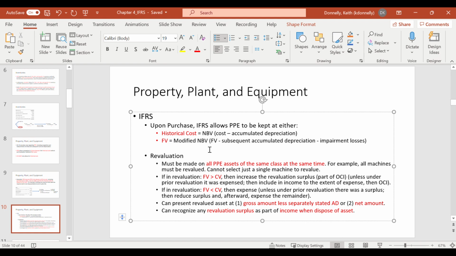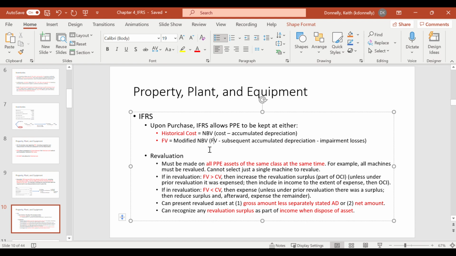If you use it on a certain class of assets, then you have to use it on all of those classes of assets at the same time. So for example, if you were to revalue a machine, you would have to revalue all machines. You can't just cherry pick which one you want. When you're revaluing it, if the fair market value is greater than the carrying value, that excess amount is going to be a revaluation surplus. And generally, that's going to become part of other comprehensive income. Whereas in distinction, if you have the reverse setup, the fair value is less than the carrying value, namely you'll be at a loss on it, then you're going to expense that.